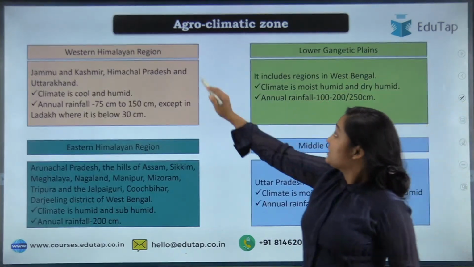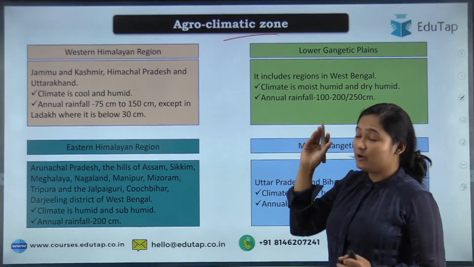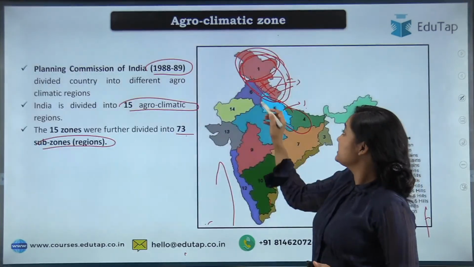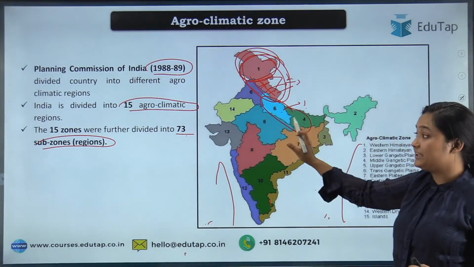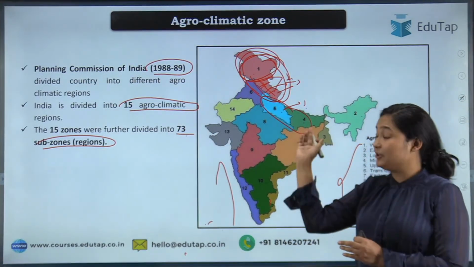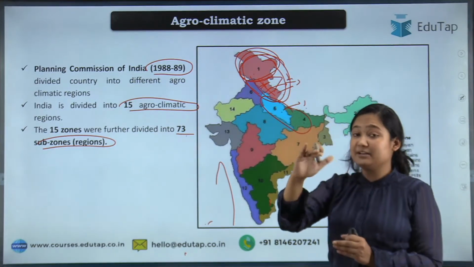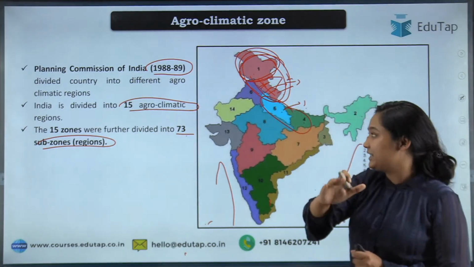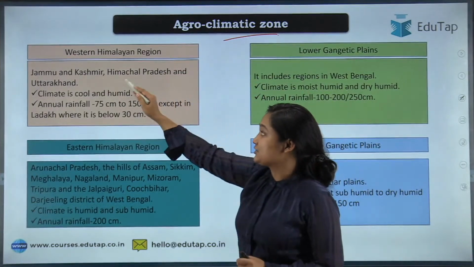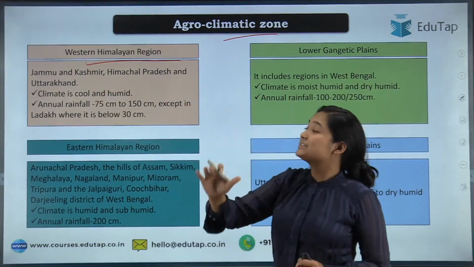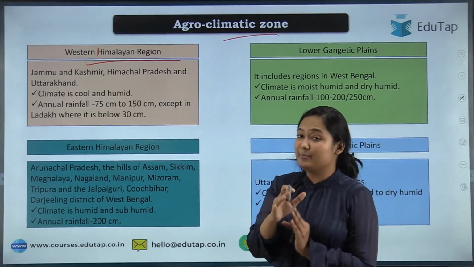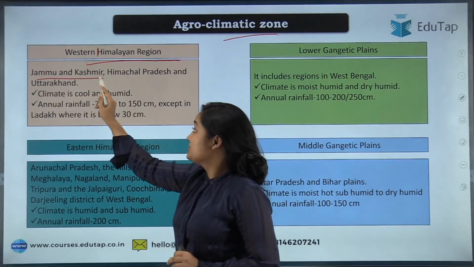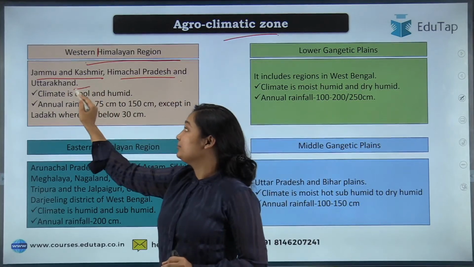So moving to this, the agroclimatic zones that we are talking about. First of all, let's take them one by one: 1, 2, 3, 4, 5. If you have any confusion, you can rewind the video and check the climatic zone, but I'll tell you which states come from the particular agriculture zone. First of all we will talk about the western Himalayan region, the Himalayan region present in the west. Among this we take Jammu Kashmir, Himachal Pradesh and Uttarakhand.